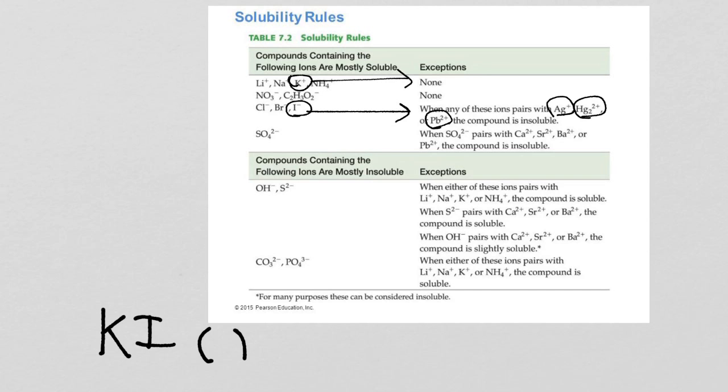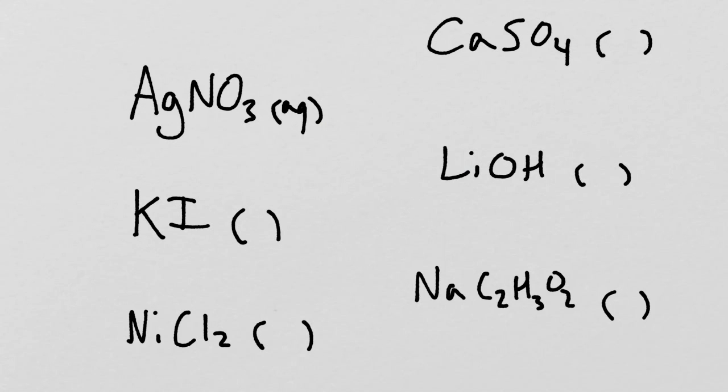So if this compound had been lead iodide, here we go, lead iodide, then this compound would have been insoluble. That means it would have been a solid. Even in water, it wouldn't have broken apart into ions. Alright, so potassium iodide is aqueous.